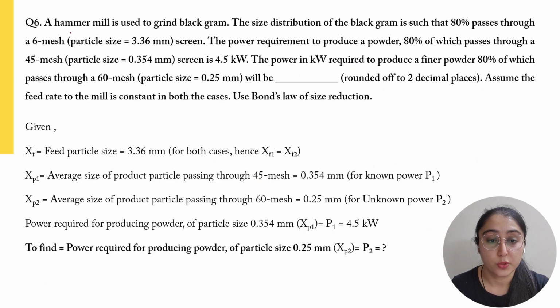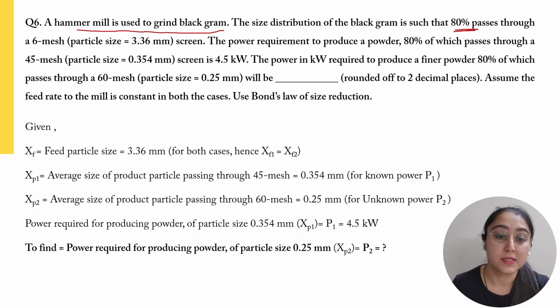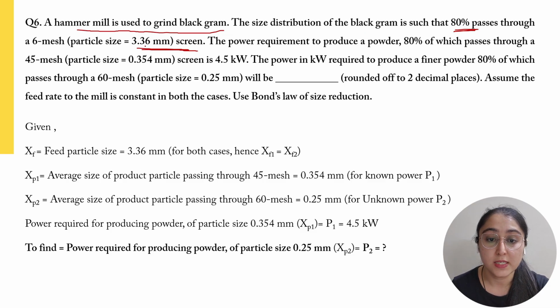Now heading on to the next question, which is a numerical. A hammer mill is used to grind black gram. The size distribution of black gram is such that 80% passes through 6 mesh, which is a 3.36 mm screen. What is happening is basically a hammer mill has ground the black gram to such an extent that 80% of it is passing through a sieve of size 3.36 mm.